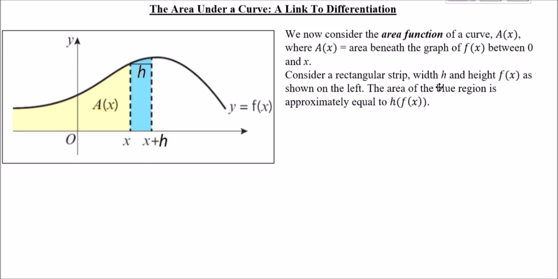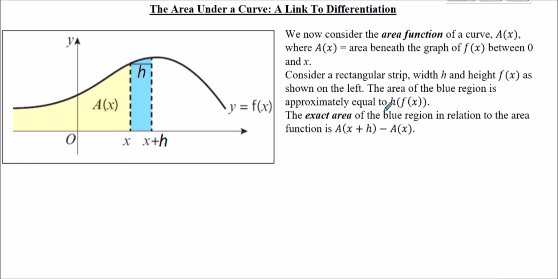The area of the blue region is approximately equal to the width of the strip, h, multiplied by f of x, where f of x is the height of the strip. I'm not saying it's exact, because obviously we have this blue area on top of the rectangle, which means it isn't exact yet. But it's about equal to the area of this blue rectangle. So this blue strip isn't far off being the area of the blue rectangle.